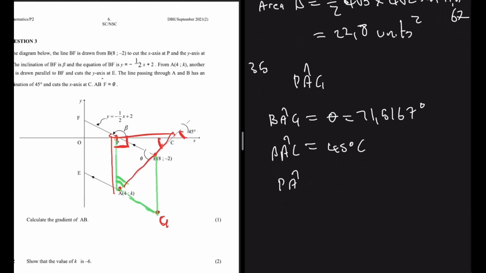So now we can say that angle PAG is 45 degrees plus 71.5167. That will be equal to 116.5167.